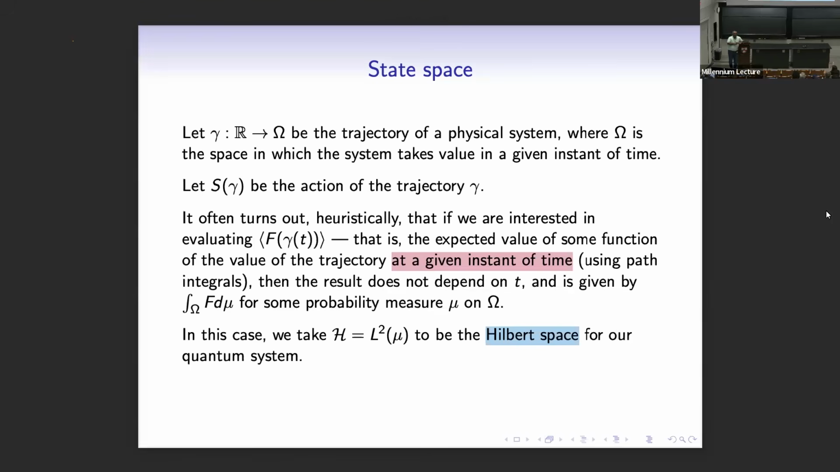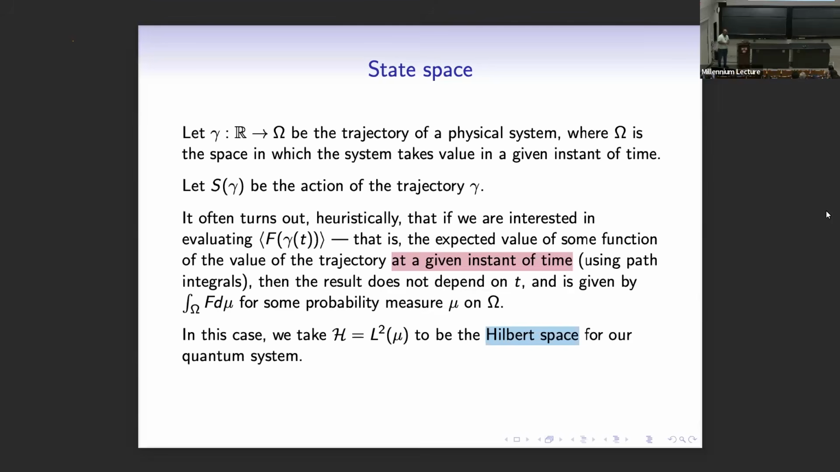Okay. So if this is the case, then we take H to be L2(μ) to be the Hilbert space for our quantum system. Whenever you have a probability measure, or any measure for that matter, on some space, you take the L2 space of that, and that's a Hilbert space under the natural inner product. If you have some familiarity with quantum mechanics, you may have heard that the state of a system is an element of a Hilbert space. Okay, so this will be our Hilbert space.